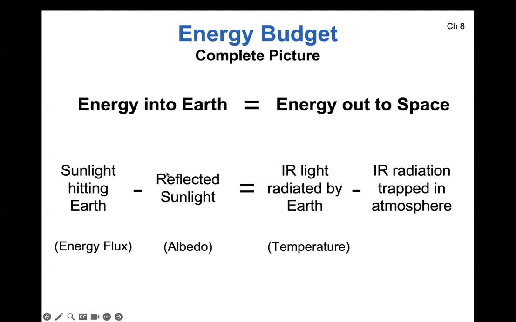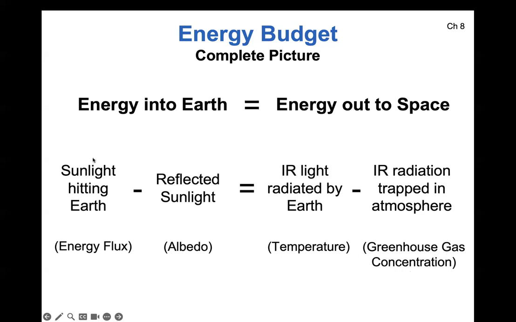Okay. So we can call the reflected sunlight the albedo. That just refers to how reflective a planet is. So we talk about surfaces of the planets. We can talk about them having high or low albedo. Same for moons. And then the amount of infrared radiation that's getting trapped in the atmosphere is the greenhouse gas concentration.